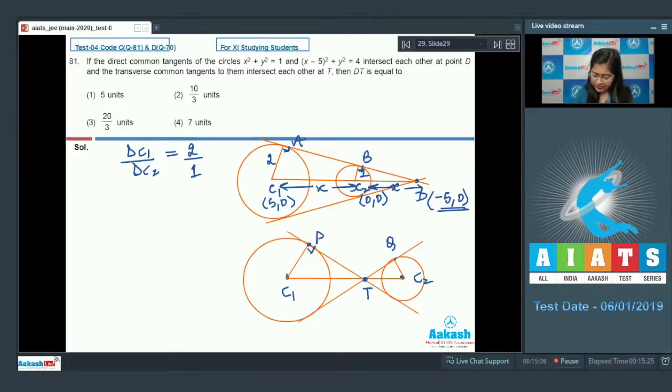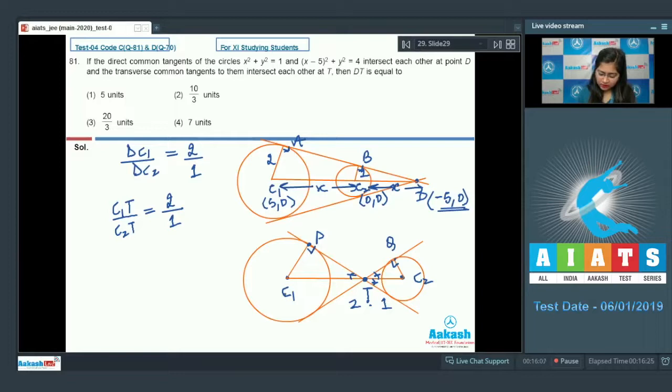Now we know that triangle C1PT and triangle C2QT, they both are similar because these two angles are equal, as they are vertically opposite. So we can say that angle C2TQ is equal to angle C1TP. Also angle C1PT is equal to angle C2QT. Hence both these triangles are similar. So we can say that C1T upon C2T will be equal to C1P, that is 2, upon C2Q, that is 1. So T is dividing C1C2 in the ratio 2:1.